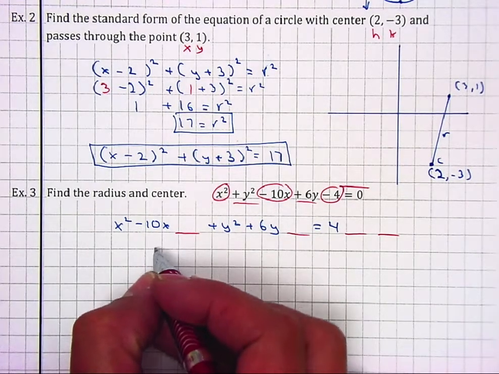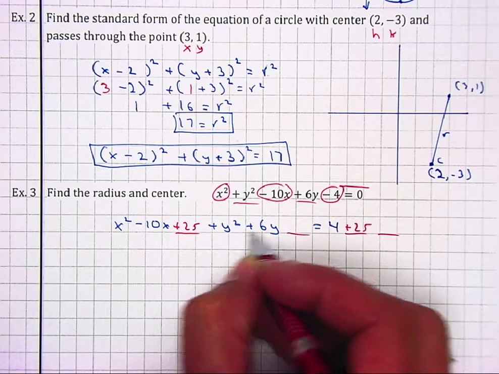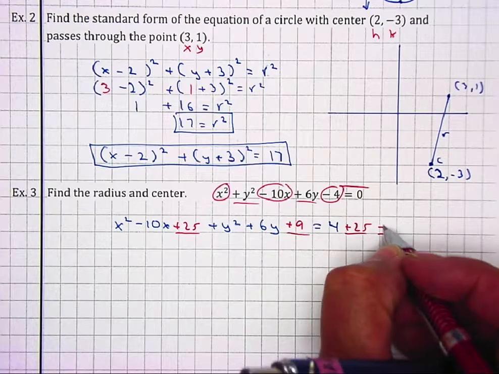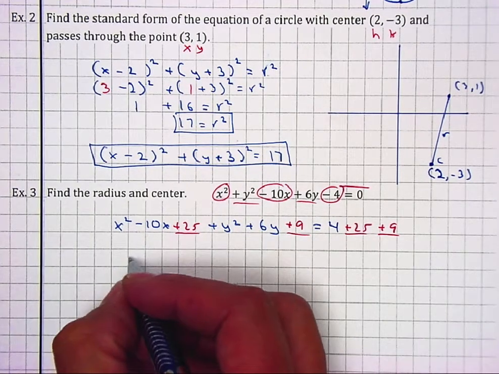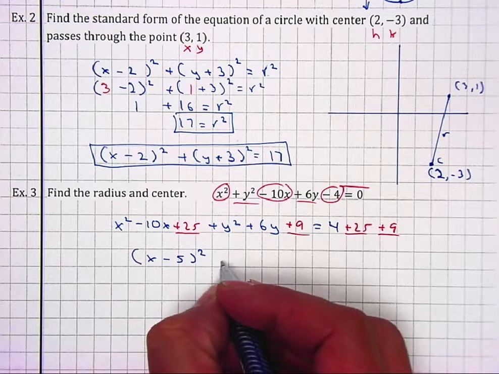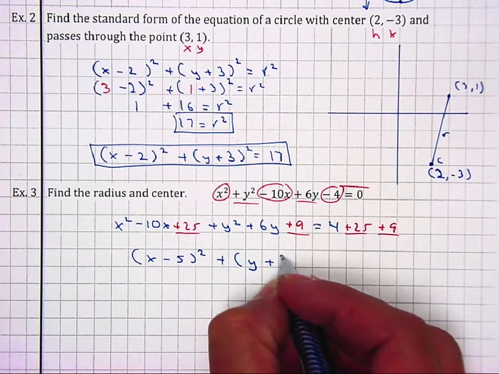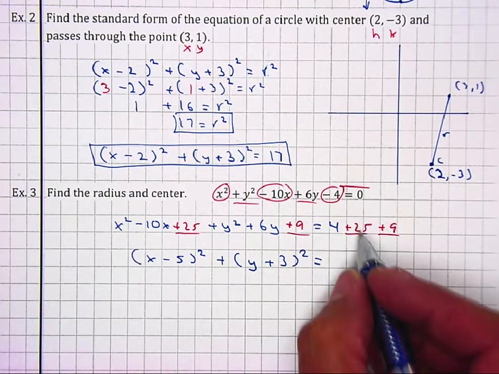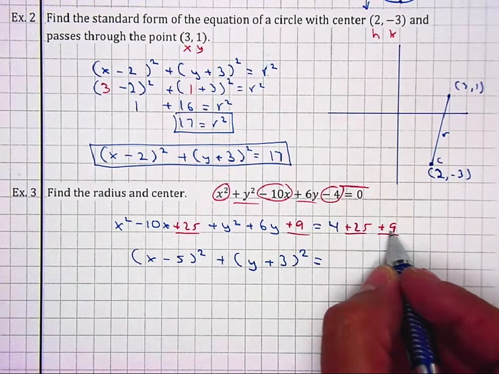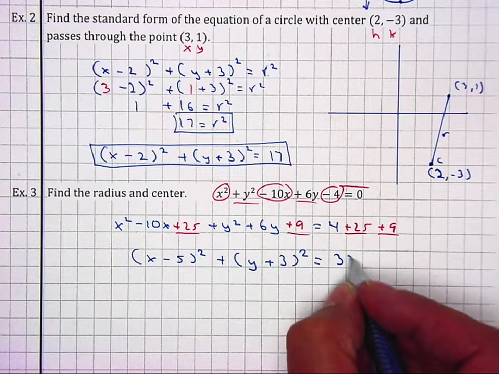Half of negative 10 is negative 5. Square is 25. Half of 6 is 3. Square gives me 9. So therefore, factor this out. It should always be the same. So it'll be x minus 5 squared, plus, factor this out, y plus 3 and y plus 3, or y plus 3 squared. And that will give me 29 plus 4 plus 9, which is 38.